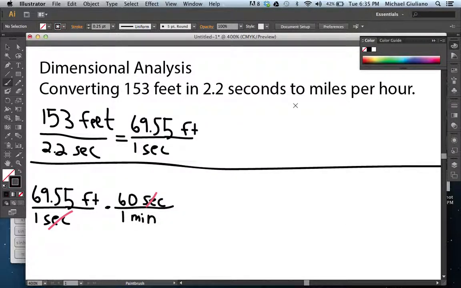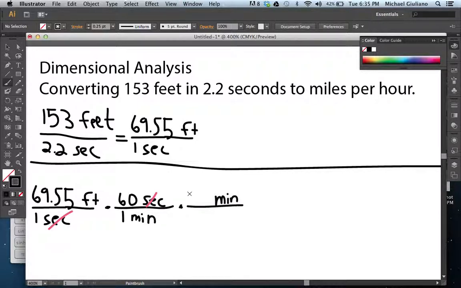It's hard to do this and talk at the same time. Alright, so I'm going to get my hours here, so I'm going to multiply by another fraction. Alright, and I want to cancel out the word minutes, so that means I have to have minutes in my numerator, or the top of the fraction. So minutes.